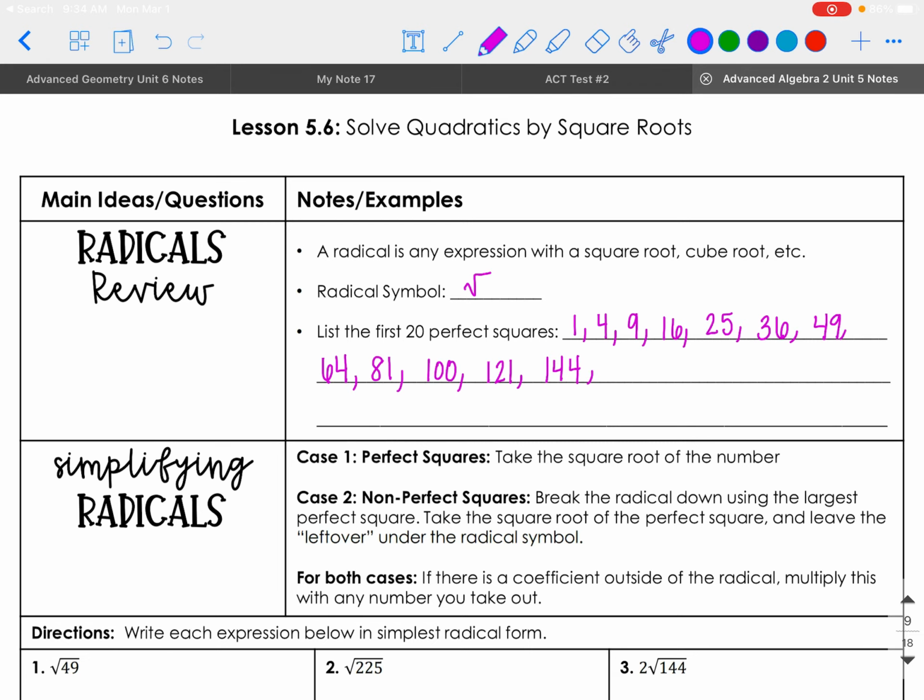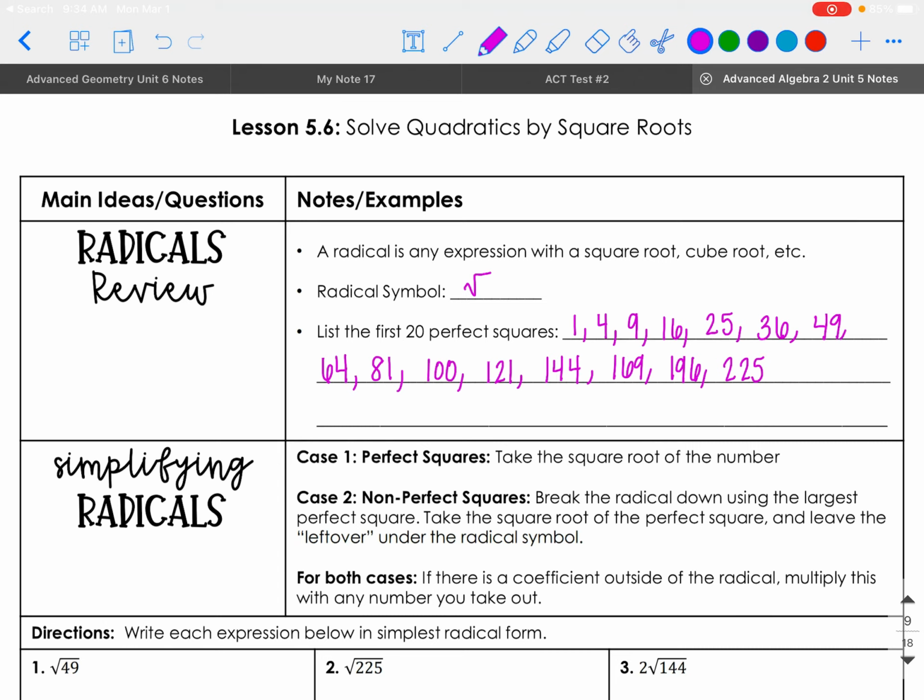We'll do one more, let's go to 15. 169, 196, and 225. You can go ahead and list out up to 20 if you want, but these will probably be good enough for these types of questions.